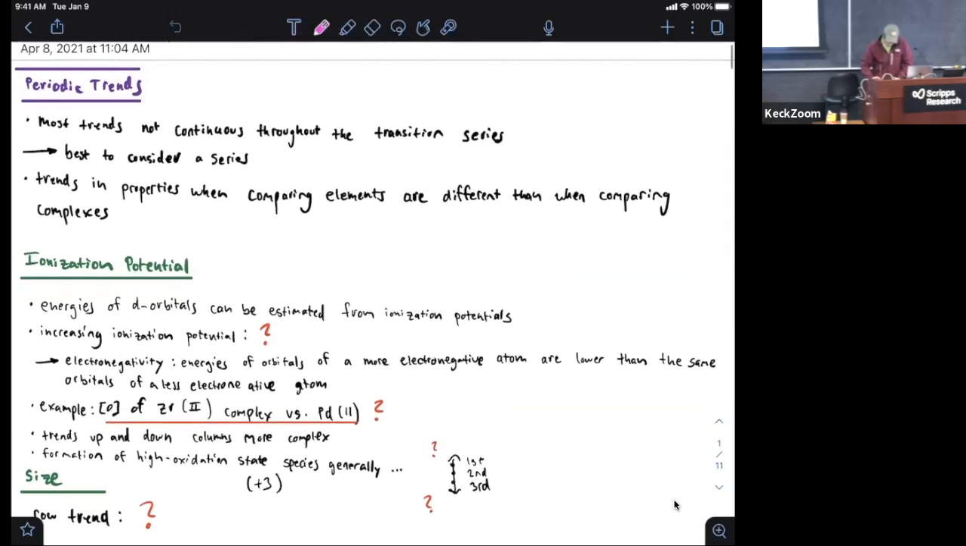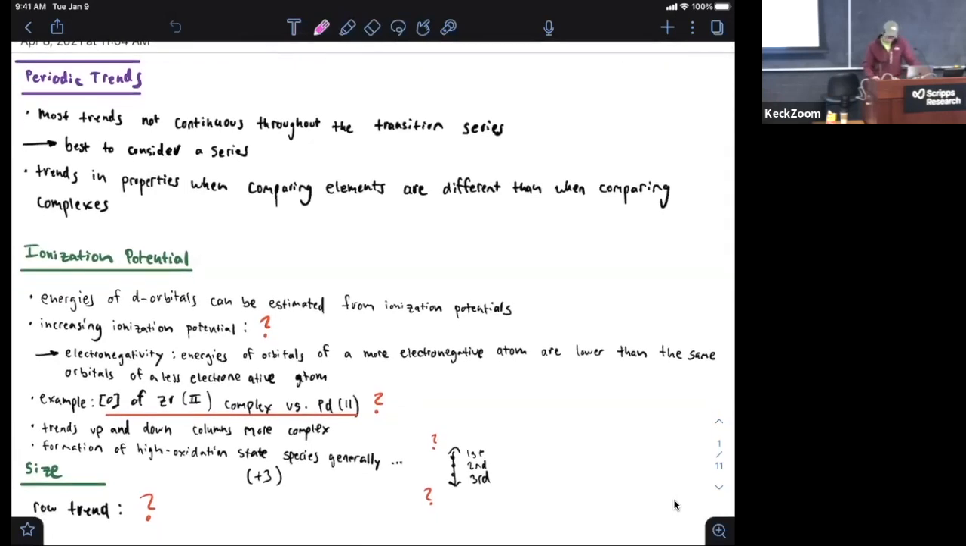And so some of the key points I'd like to emphasize here are that in terms of thinking about the periodic table in the main group, we're used to the trends being generally nicely continuous as you go left to right and up and down. And that is not necessarily the case in the transition series. And so it is best when making arguments based on periodic trends to consider a particular series of complexes. And so the more localized your comparisons are, the more reliable the periodic trends will predict structure and reactivity.